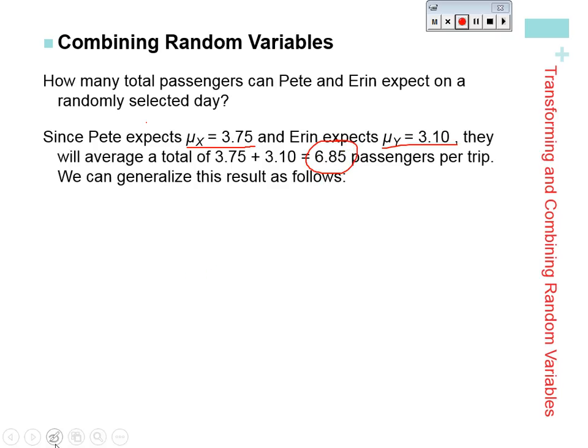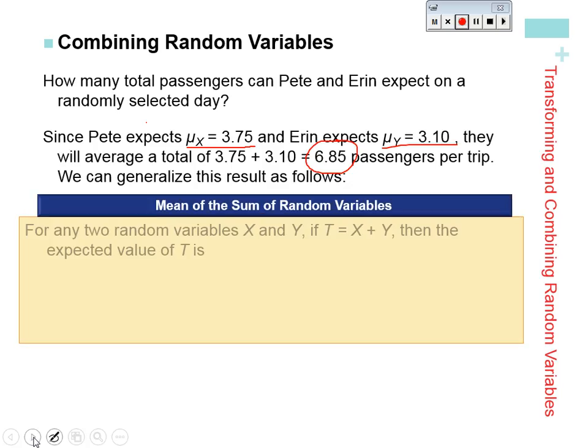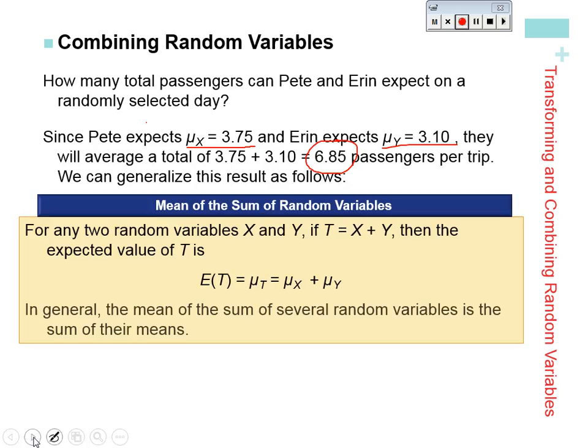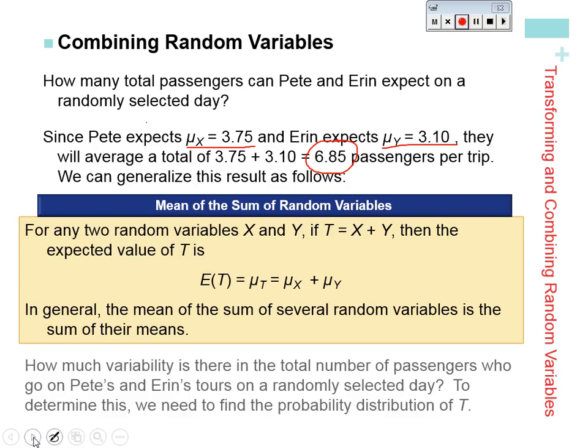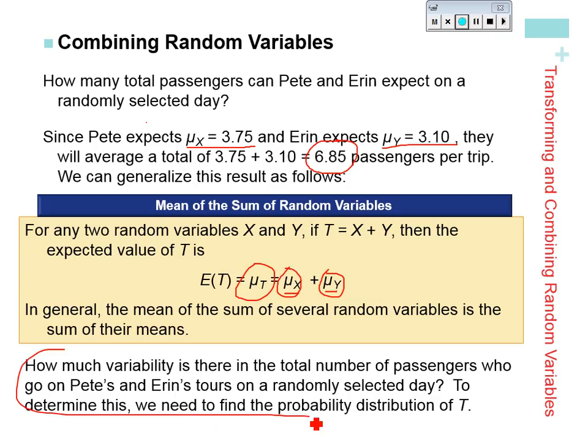And we can generalize this with the following formula. Anytime you're looking to combine random variables, if we're looking at their expected values, at their means, the simple way to combine their means is to take each individual mean and add them together.